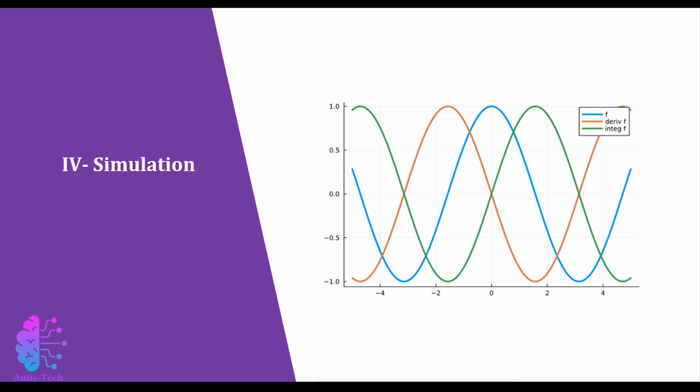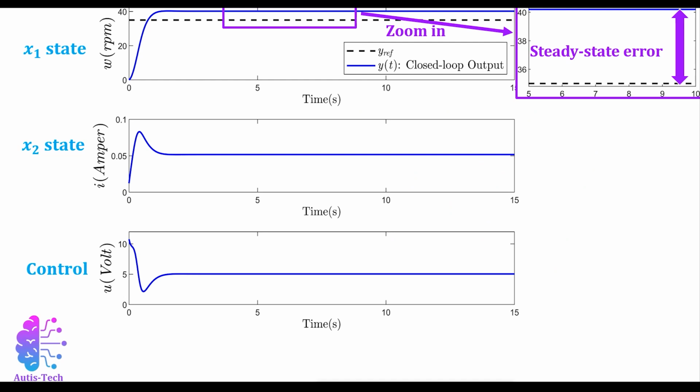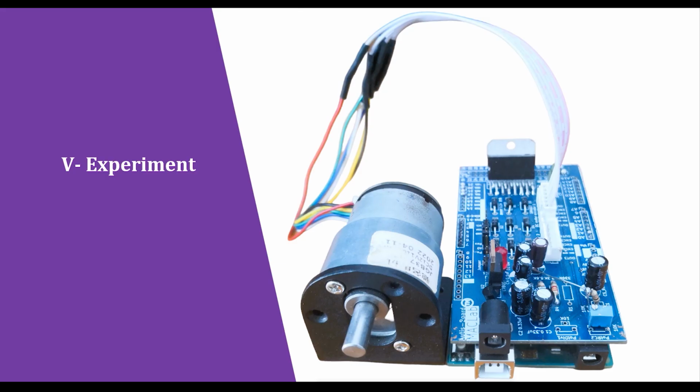Now, with the math formulations established, let's bring this controller to life through simulation and observe its behavior. The simulation demonstrates that while the state feedback controller achieves reference tracking, a persistent steady-state velocity error remains evident. We can notice that the control signal remains bounded within physically admissible limits throughout operation, as required for practical implementation.